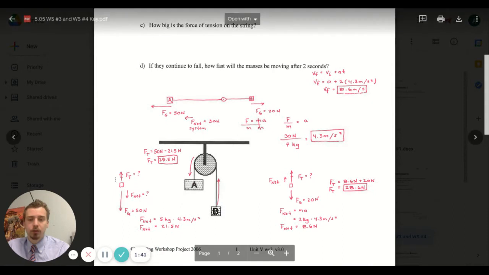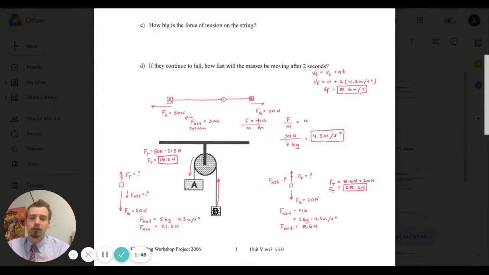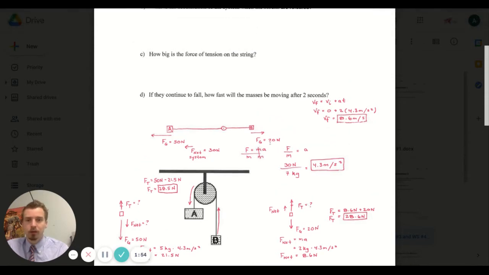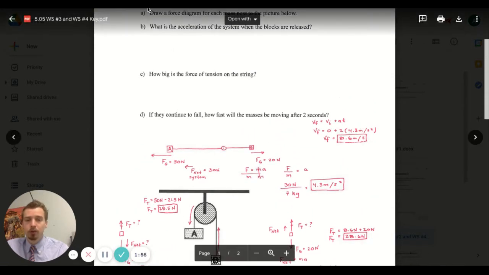And then the final thing we need to talk about with these is the force of tension. The force of tension is always going to be equal throughout a rope. So if I know the force of tension on this left side, that will be equal to the force of tension on the right side.